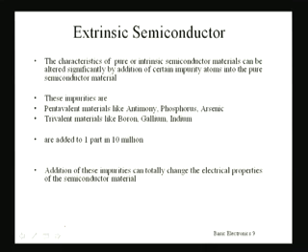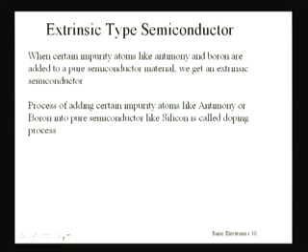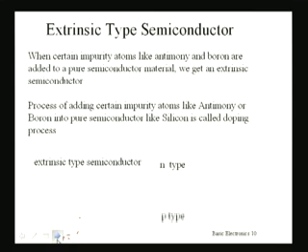Now, how this addition of impurities totally changes the electrical properties of the intrinsic semiconductor material, that we will be discussing. So, when certain impurity atoms like antimony or boron are added to a pure semiconductor material, we get an extrinsic semiconductor. And this process of adding certain impurity atoms like antimony or boron into a pure semiconductor like silicon is called a doping process. As a result of this doping, we get an extrinsic semiconductor, either N-type or P-type.